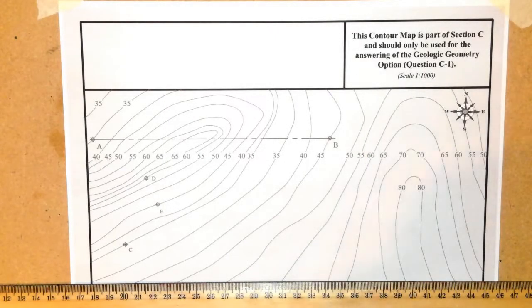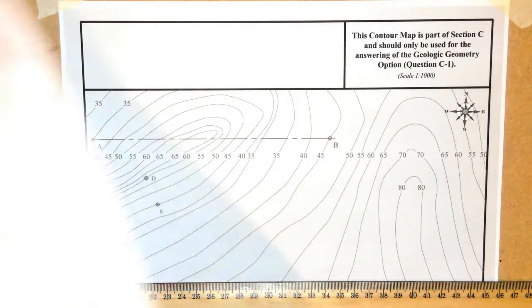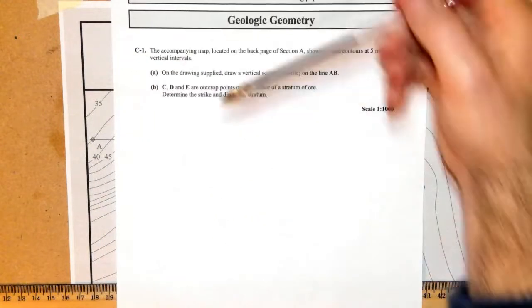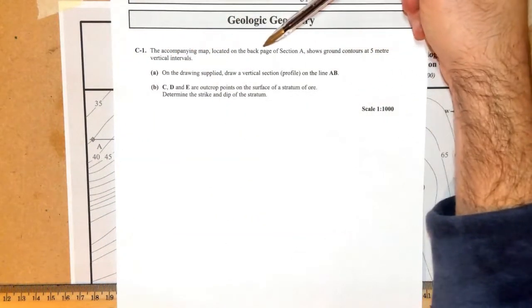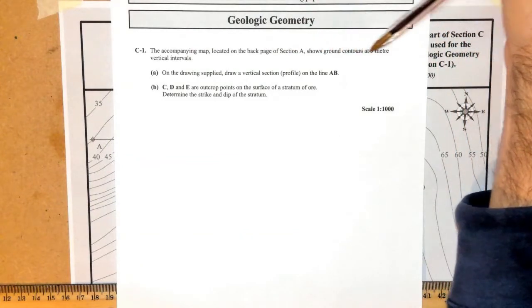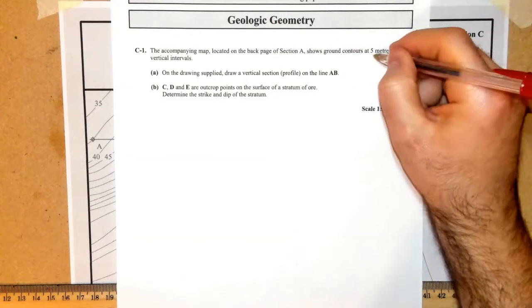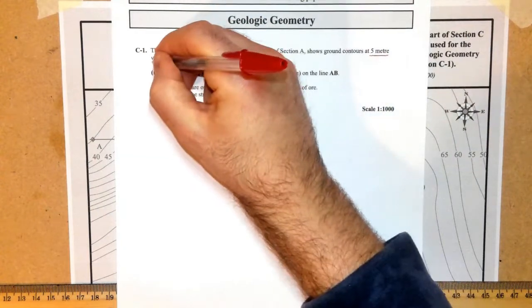Good afternoon, folks. So this is the 2014 Ordinary Level geologic geometry question. It's in the applied graphics section, section C of the paper. Question C1 says the accompanying map, located on the back page of section A, shows ground contours at 5 meter vertical intervals. So that's something to be aware of.